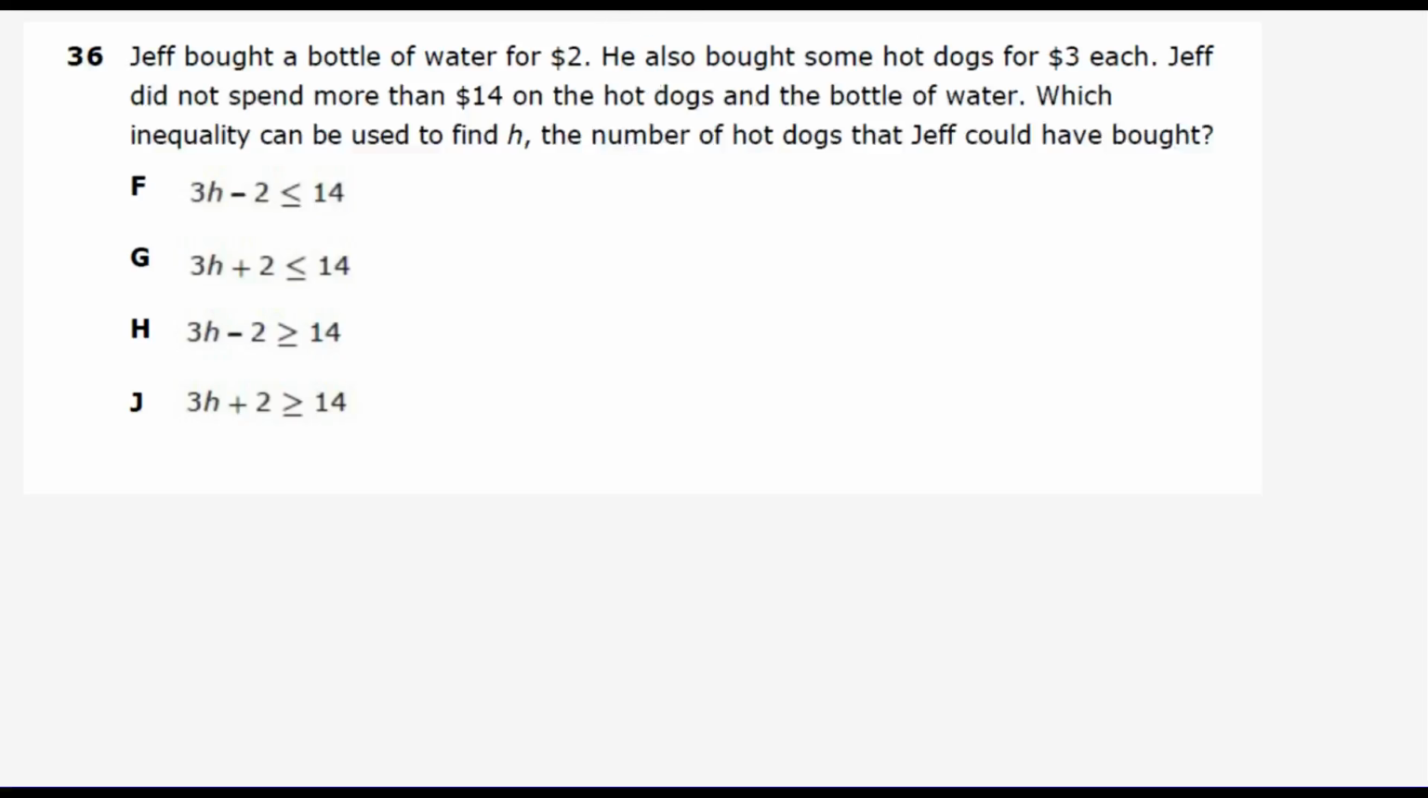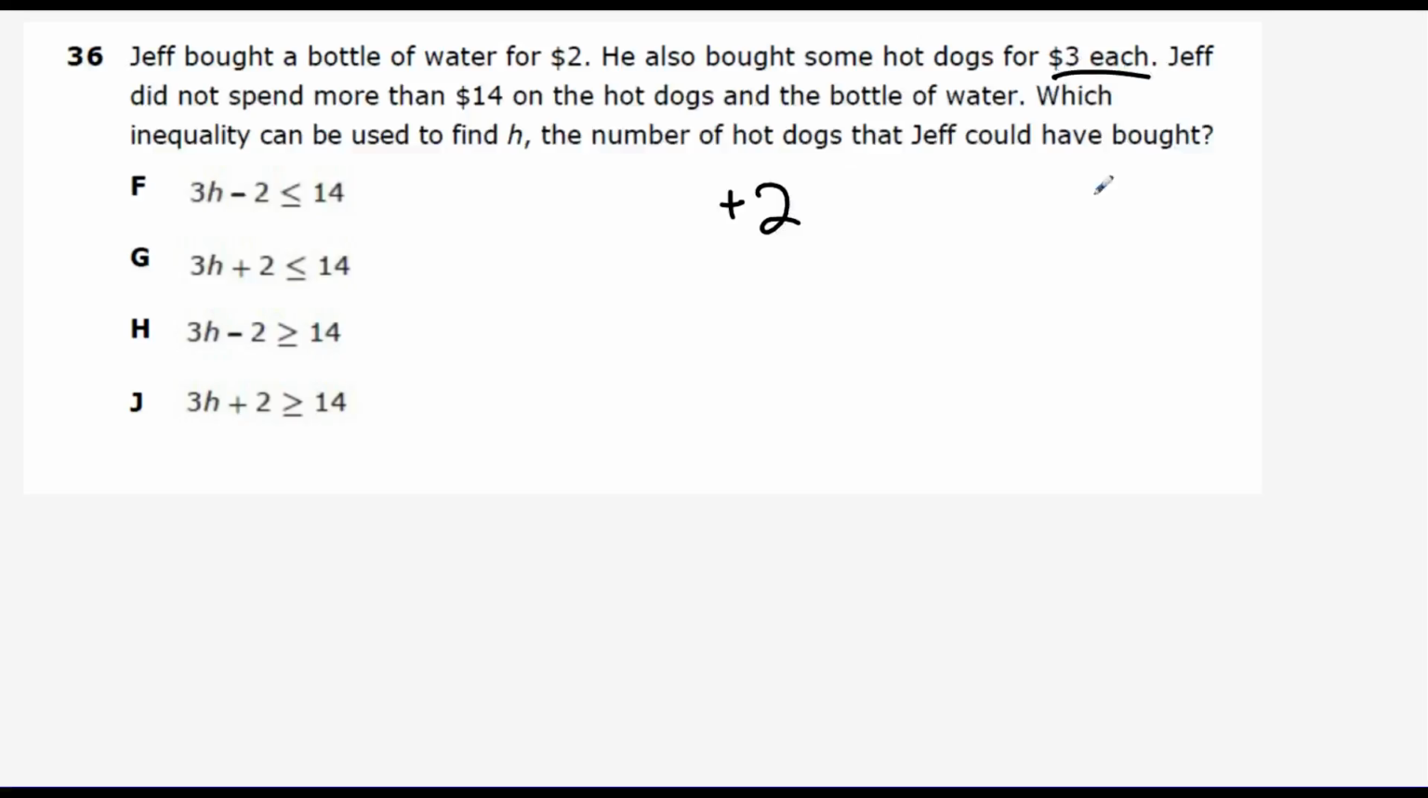Okay, so let's just write our own inequality here. So he's buying things. So he's buying one thing, buying another thing. So we know we're adding. He only bought 1 bottle of water. So there's no variable here. It's just going to be plus 2.